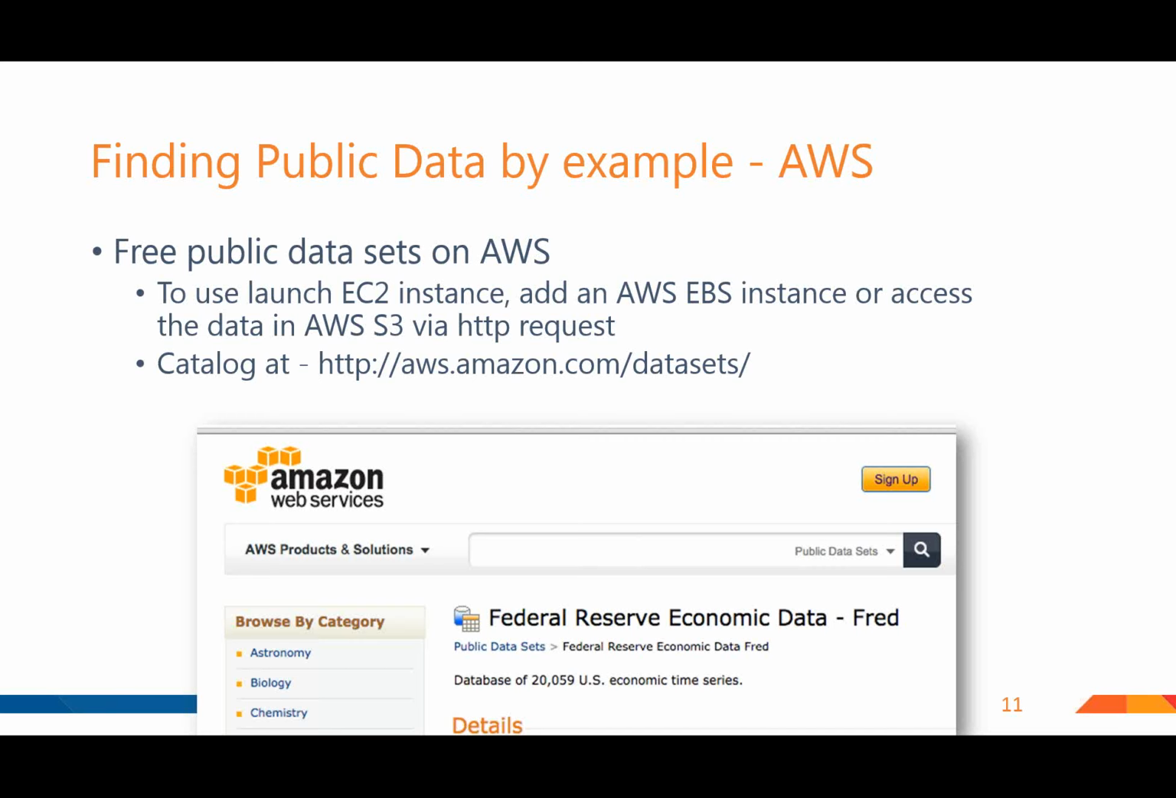So we've got public data sets on Amazon, Google, and Microsoft. Where are they? How do you find them? How do you work with them? And it's interesting how they're a little bit different.